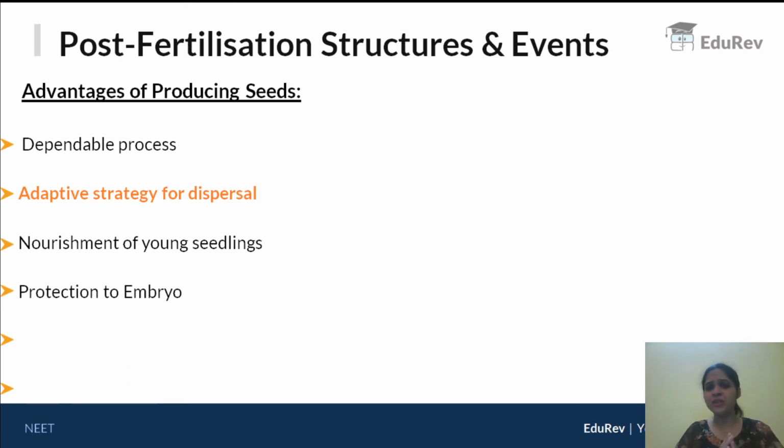The next advantage is that there's protection for the embryo. How do we say the embryo is protected? Remember, the embryo is forming from the zygote, which is forming from the egg cell. And the ovule has the integuments, which are converted into seed coats. Those seed coats are protective in nature with respect to the embryo on the inside.